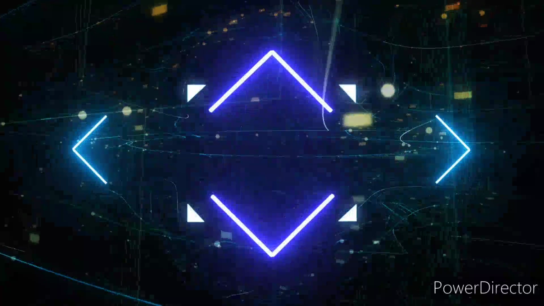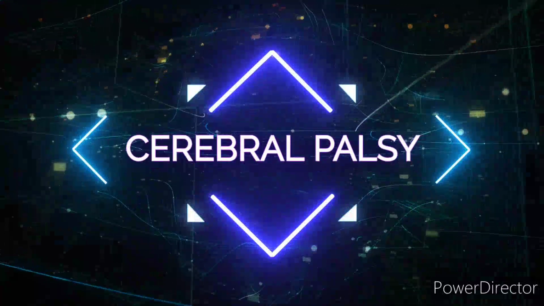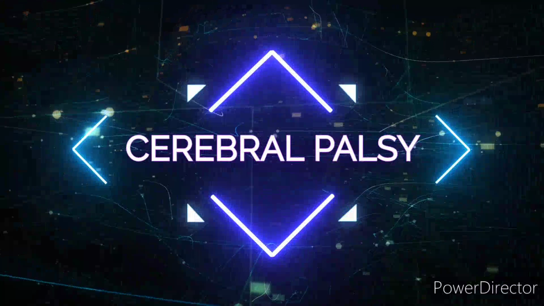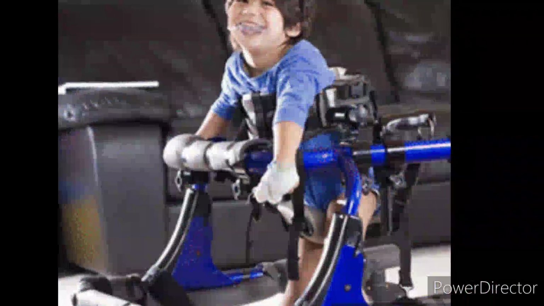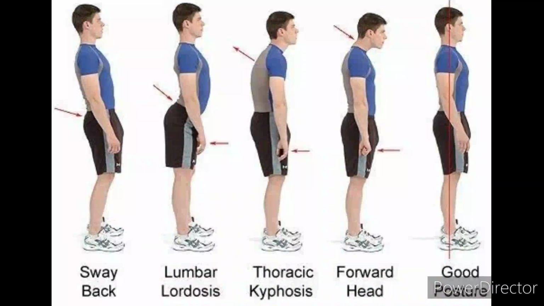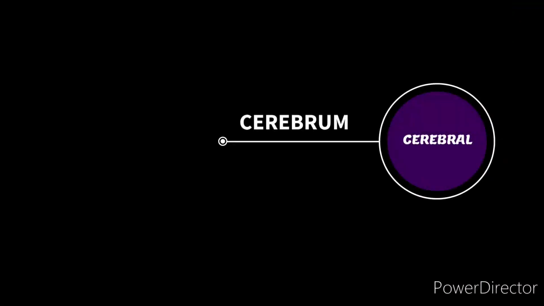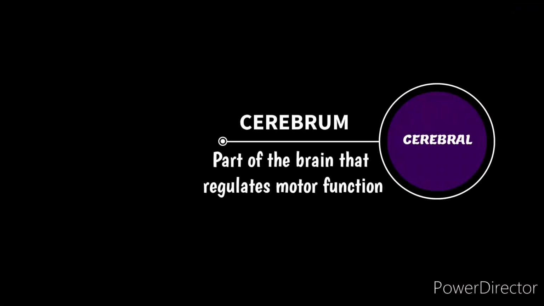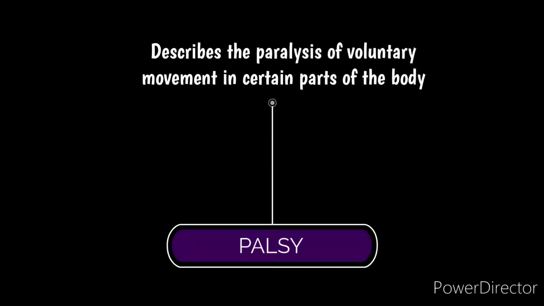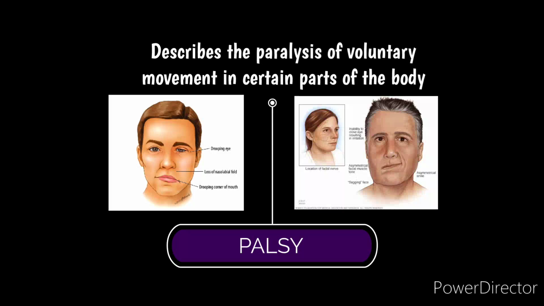The topic for today is about cerebral palsy. Cerebral palsy is a group of disorders that affect normal movement in different parts of the body. This condition can cause problems with posture, manner of walking, muscle tone, and coordination of movement. The word cerebral refers to the brain cerebrum, which is the part of the brain that regulates motor function. Palsy describes the paralysis of voluntary movement in certain parts of the body.